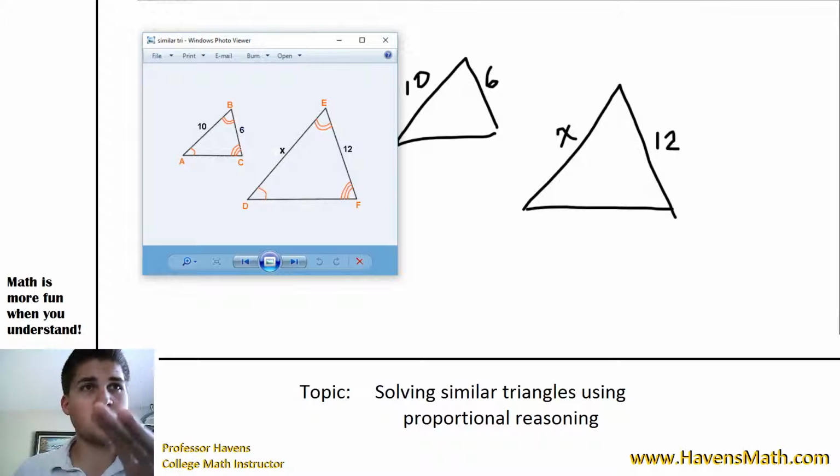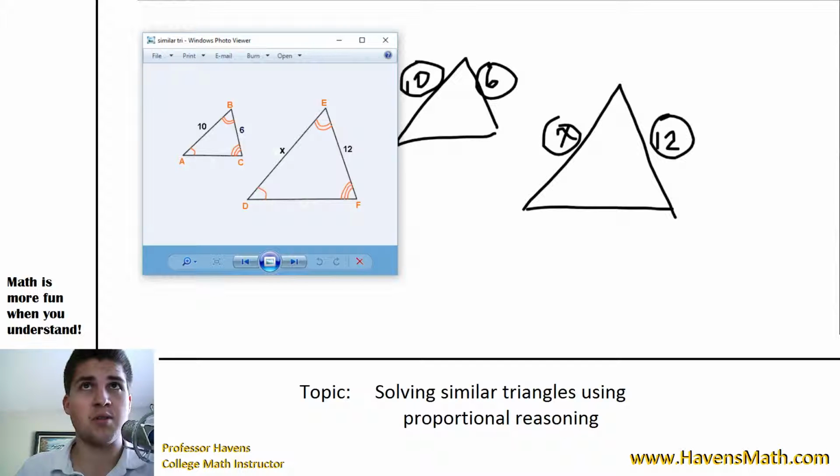And similar triangles must be proportional, so we can use a proportion to solve it. So remember, a proportion is a set of two equal ratios: A over B is equal to C over D. Essentially, we want to write a fraction equal to a different fraction. In this case, we can do this one over this one. So 10 is to x as 6 is to 12.